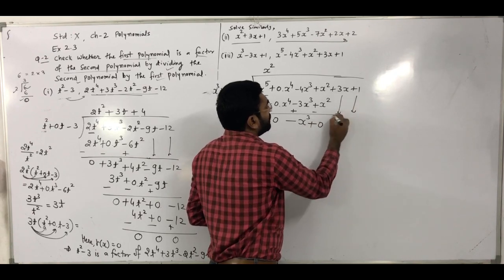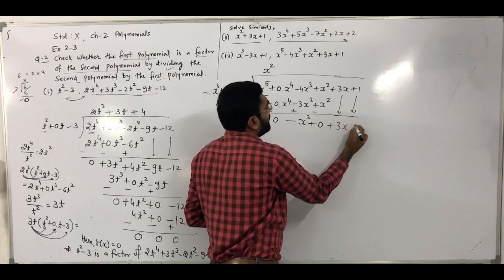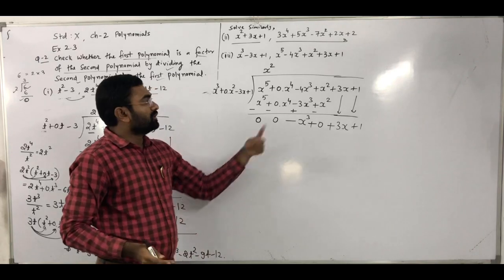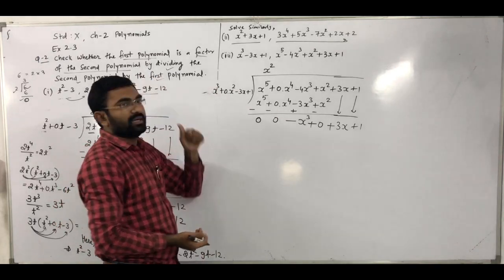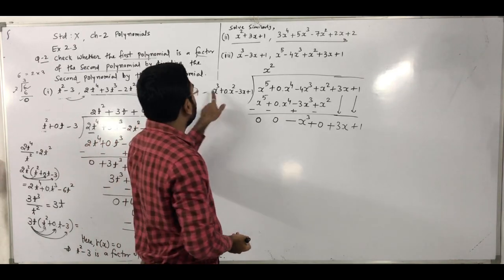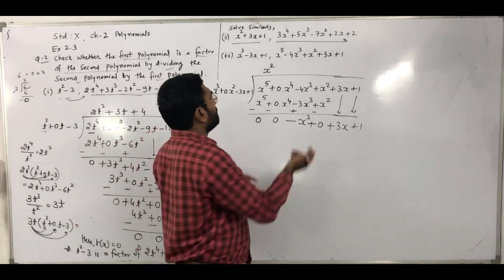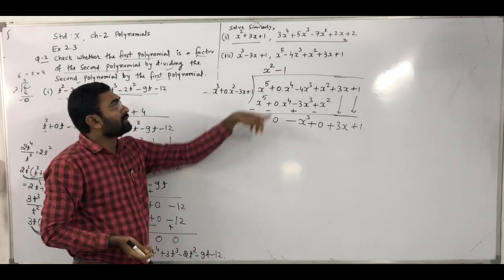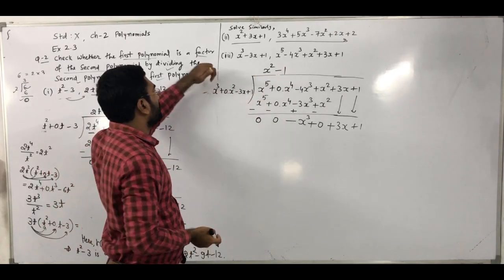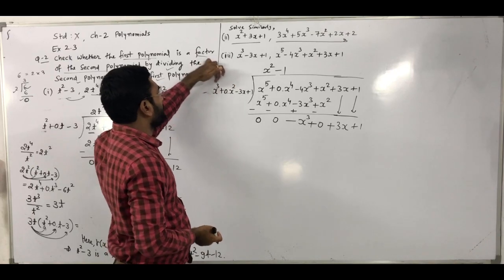The remaining two terms we have to write as it is, plus 3x plus 1. So whatever the new polynomial is, its first term is divided by the divisor polynomial's first term. So minus x cube divided by x cube, so we get minus 1, which is our second term of the quotient polynomial. And the second term of the quotient polynomial is multiplied with all terms of the divisor polynomial.